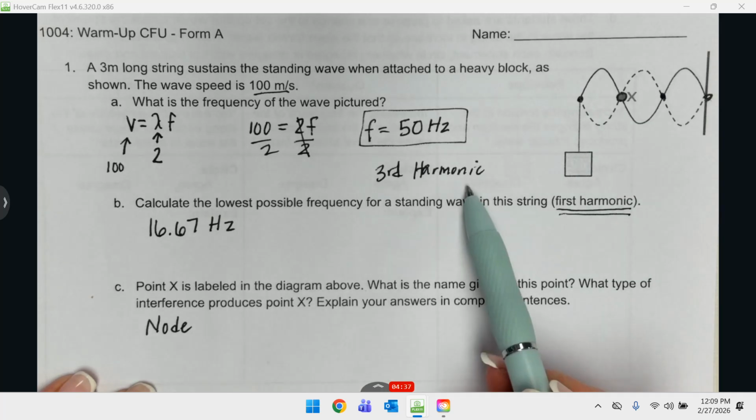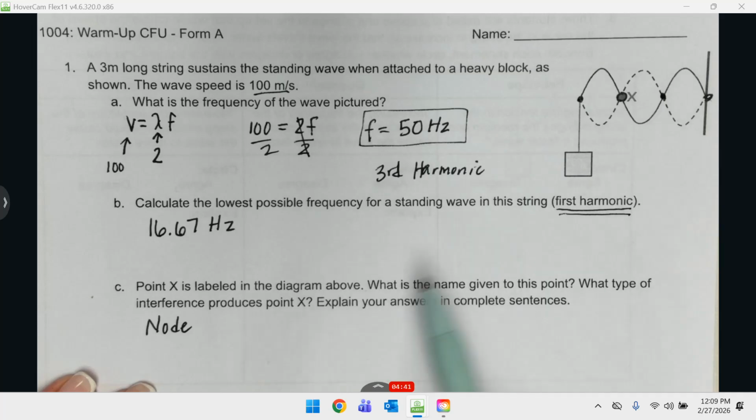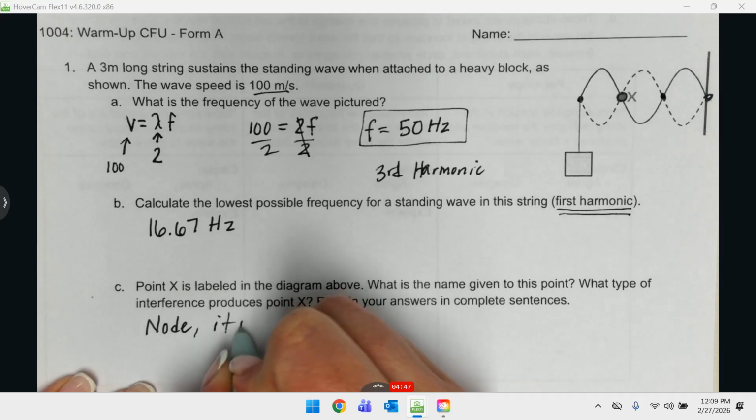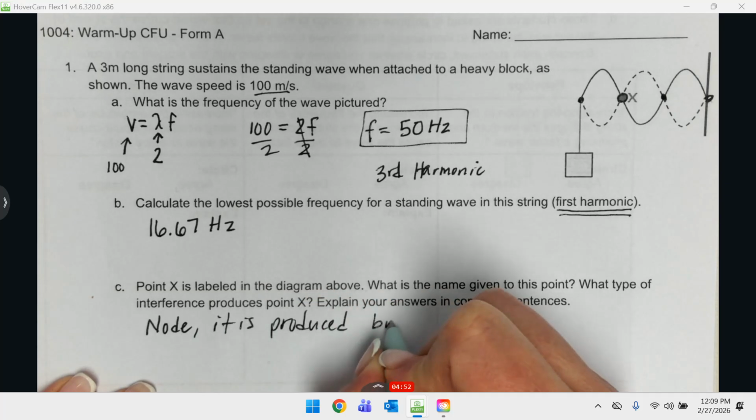So the third harmonic, which is what is pictured here, has a total of 4 nodes. A node is the name given to the point, and it is produced by destructive interference.